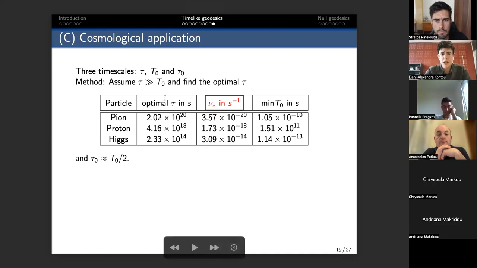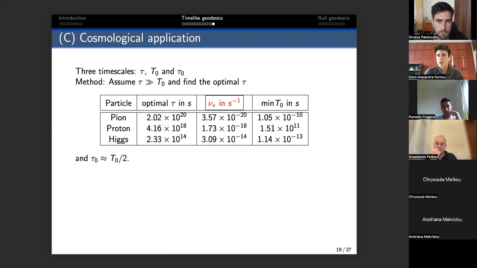What's actually interesting is that with these 2 assumptions, this nu is valid for a large range of tau naught time. So the curvature scale today, we take it as 10 to the, sorry, this is minus 11 here, 10 to the minus 11, 10 to the minus 10, 10 to the minus 13. So very, very small curvature scale today, which is nice. And the tau, we want it to be larger than the age of the universe. And this is actually true for the pion and the proton.